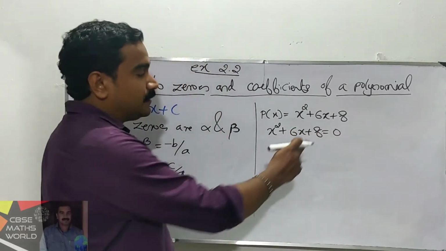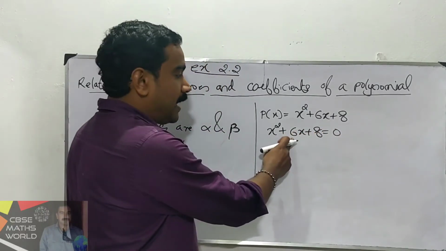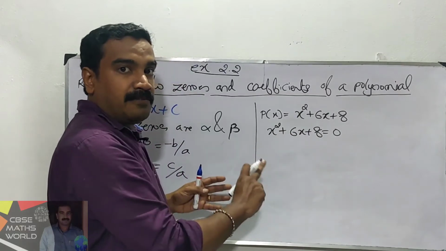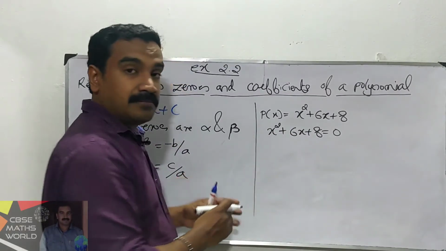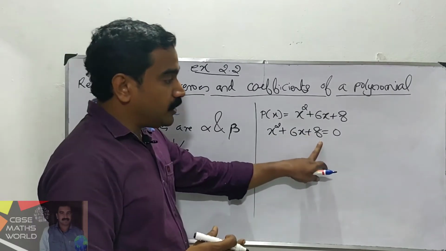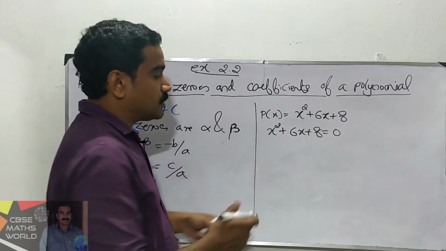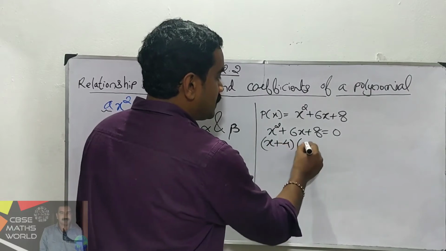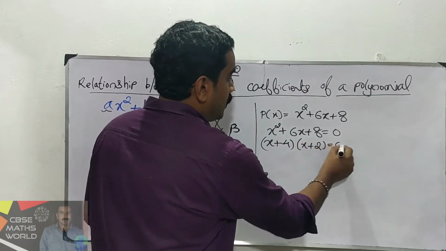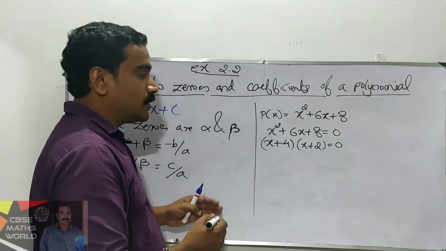Then factorize. The product is 8 and the sum is 6. When we multiply, we get the product 8. When we add, we get the sum 6. What are the numbers? 4 and 2. 4 into 2 is 8, 4 plus 2 is 6. So we can write this as x plus 4 into x plus 2 equal to 0.